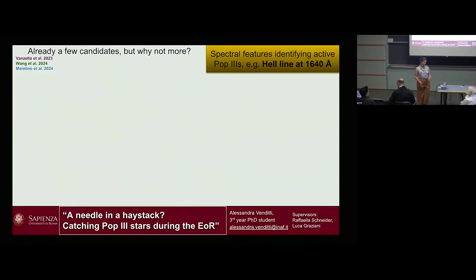During the last year or so, I have been investigating in more detail the detectability of these systems, focusing on looking for spectral features that can identify the presence of these stars in high redshift galaxies. Particularly, I have looked at the helium-2 recombination line at 1640 angstrom. As Raffaella already mentioned, there are already a few candidates with tentative helium-2 emission that has been indicated to possibly be attributed to population 3 stars. But we might ask why we are not seeing even more of them.